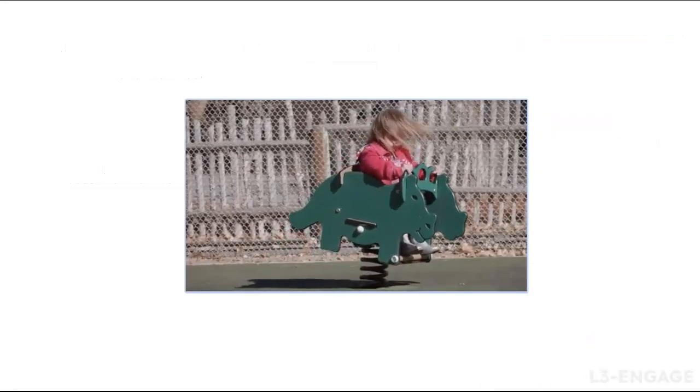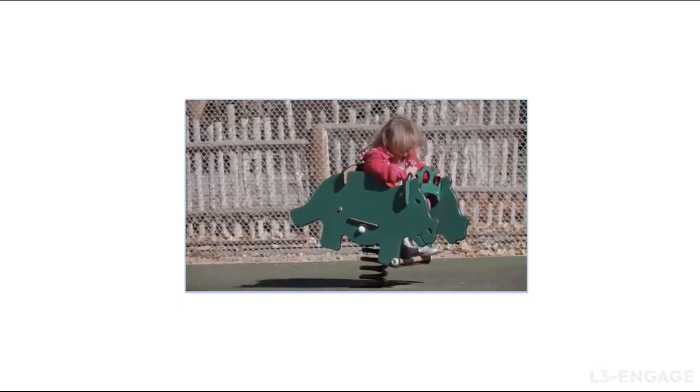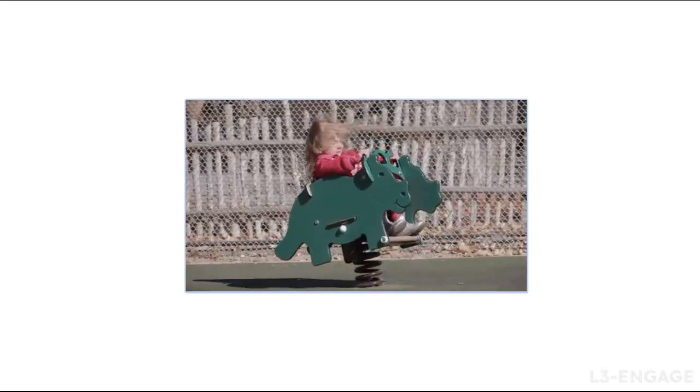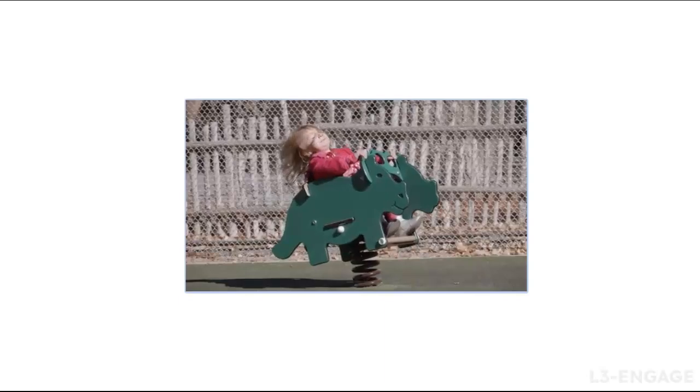For the Engage portion, you'll take students outside to the playground area. You'll find a piece of equipment and try to make it move faster. If you cannot go outside, show students this video of a child playing on a spring rocker.